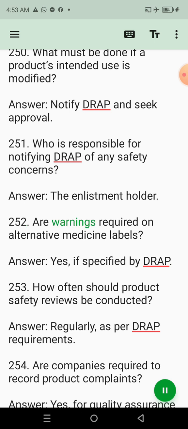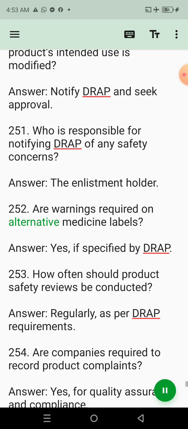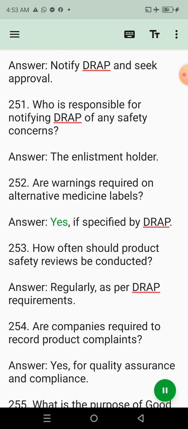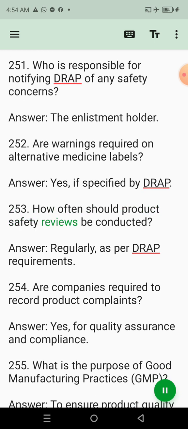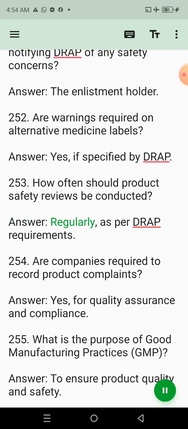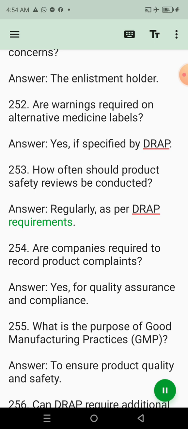252. Are warnings required on alternative medicine labels? Answer: yes, if specified by DRAP. 253. How often should product safety reviews be conducted? Answer: regularly, as per DRAP requirements.